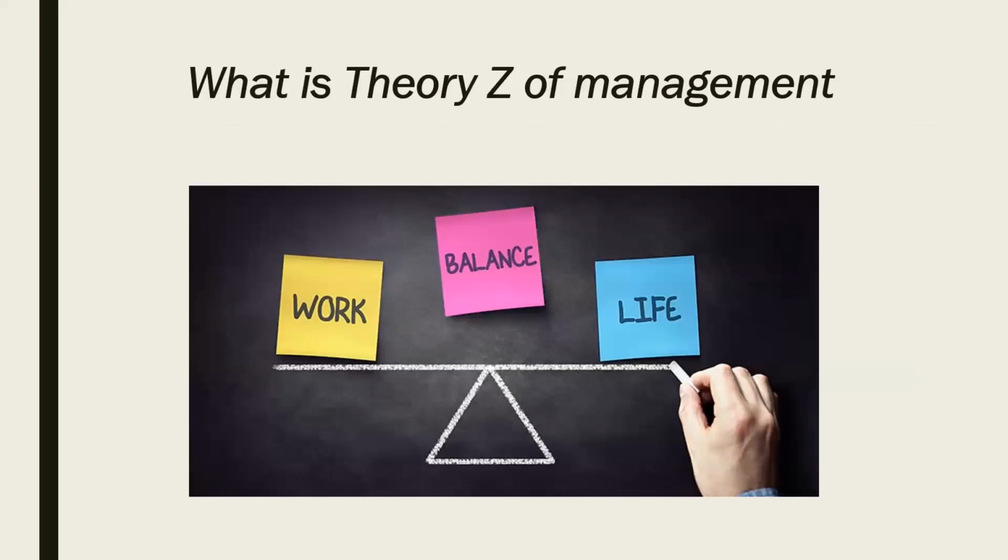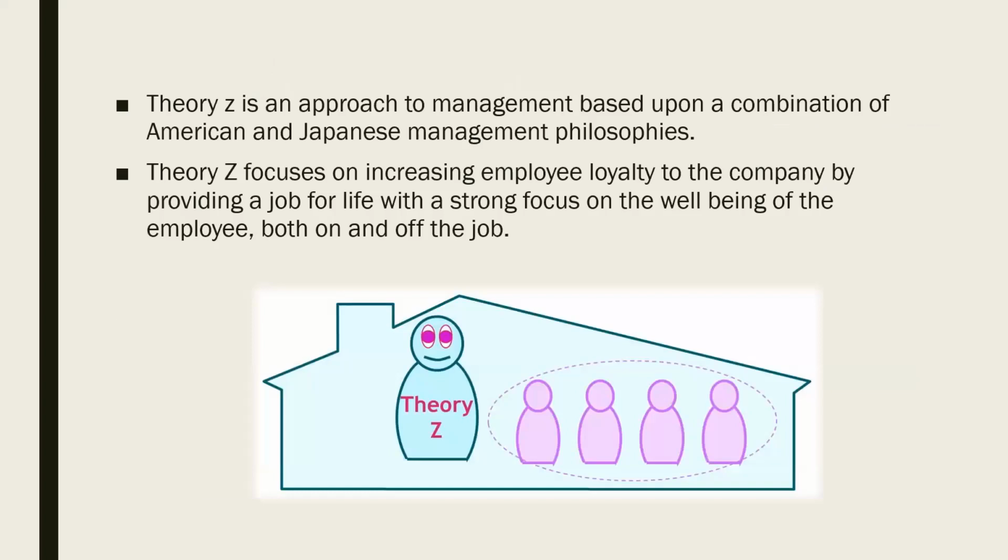Theory Z of management. Theory Z of management was started by William Ouchi, an American economist and professor of management, as a continuation of Theory X and Theory Y of Douglas McGregor. It was introduced in the 1980s as a Japanese consensus style. It indicated that Western organizations could learn from their Japanese counterparts.